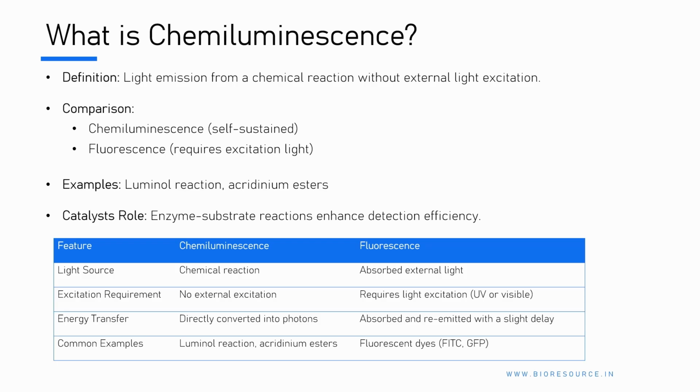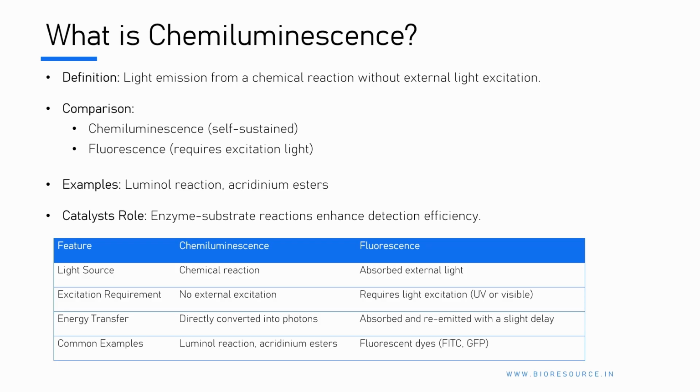The luminol reaction, commonly used in forensic science, is a classic example of chemiluminescence. Another important system is the acridinium esters, which react with alkaline hydrogen peroxide to produce a bright luminescent signal. The energy released during the reaction is converted into visible light instead of heat, which differentiates it from fluorescence or phosphorescence. As you can see, these are the different features of chemiluminescence and fluorescence. In simple terms, fluorescence requires an external light source while chemiluminescence is self-sustained via chemical reactions.